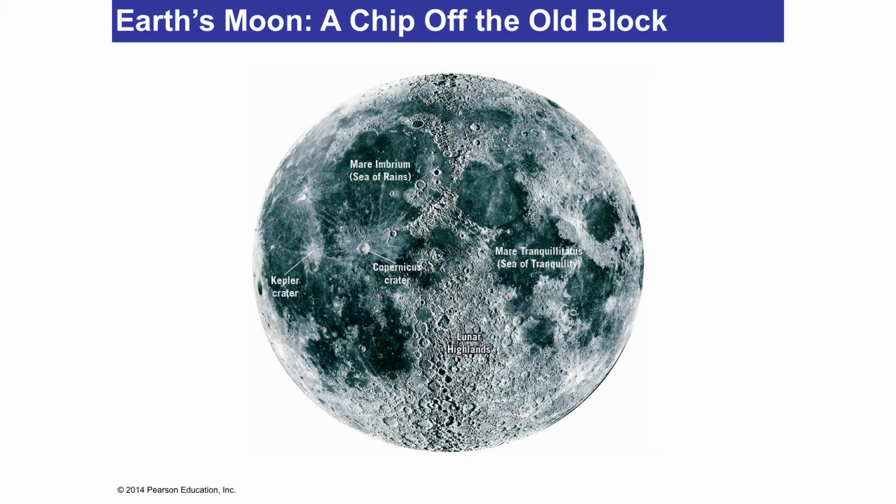So they're all named. You have the Sea of Rains, the Sea of Tranquility. That's where one of the moon landings was. You have various craters, lots and lots and lots of craters, and there's a lot of names for these.